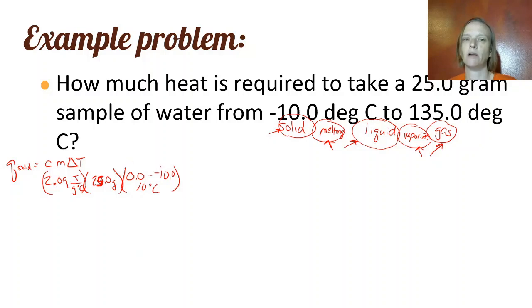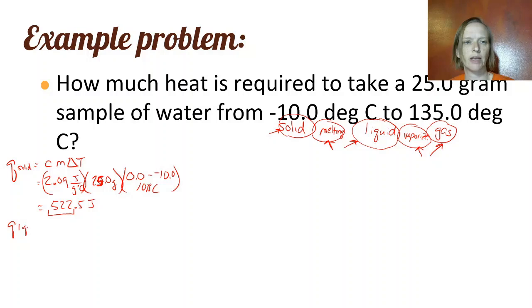We always do final minus initial, remember. I should actually write 10.0 to keep my sig figs correct. All right, so we do the math and we get 522.5 joules as our energy, but that's only accurate to 3 significant figures. Rather than rounding off at this point, just so that I don't carry any rounding errors forward, I'm going to leave this number as it is and just underline the significant figures in each number.